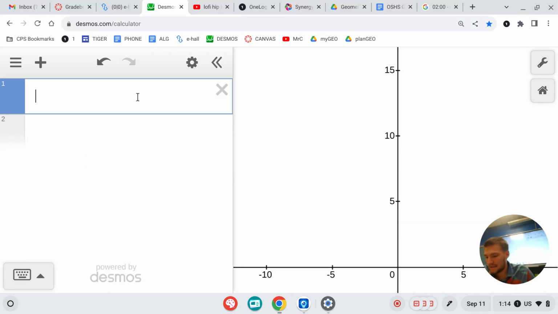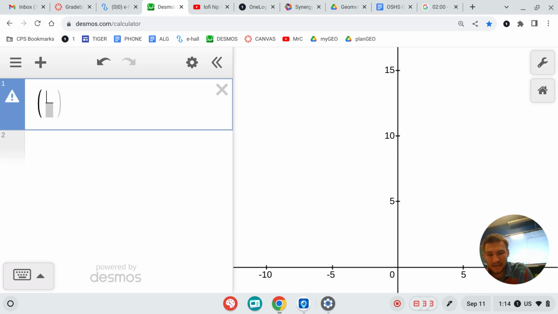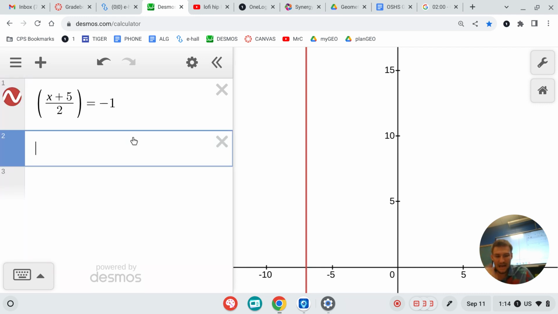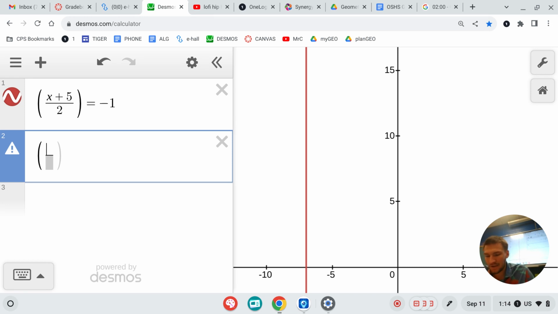Typing them in. My X value should be, did you find X plus 5 over 2 is equal to -1? Did you find the answer -7 for your X value? Proud of you, nice job, very impressive. You did a great job paying attention. Y plus 6 divided by 2 equals 3. Did you find 0 as the Y value?